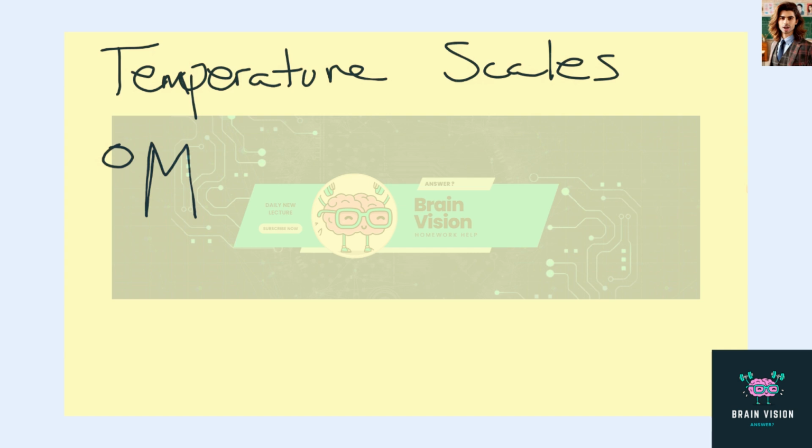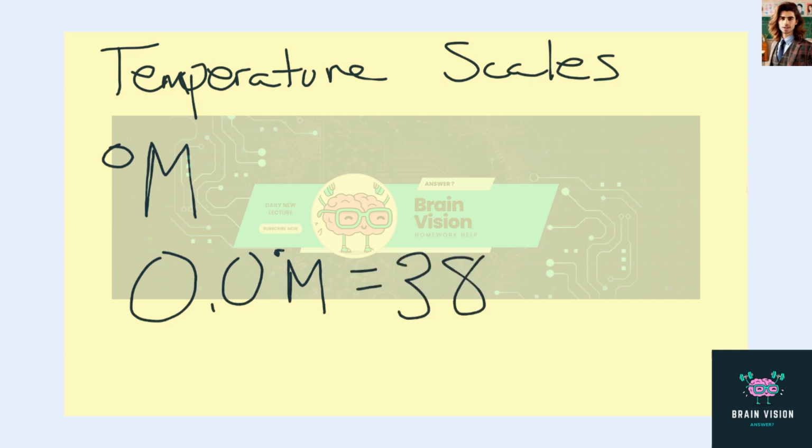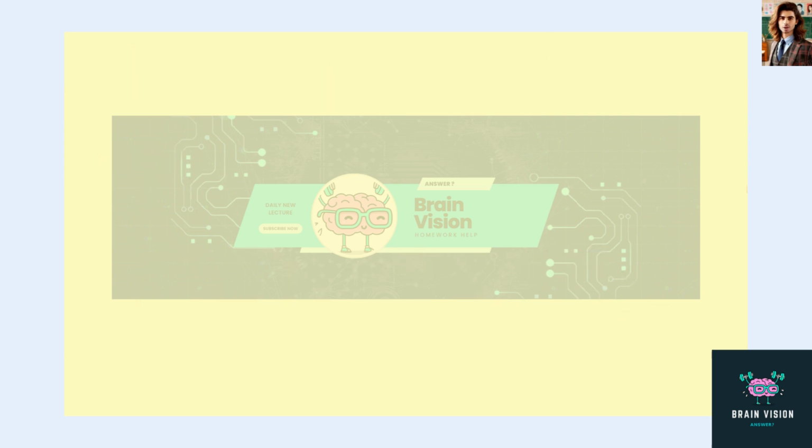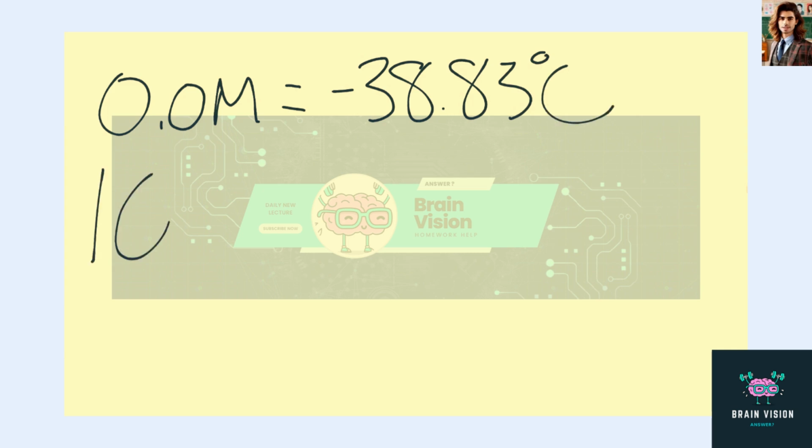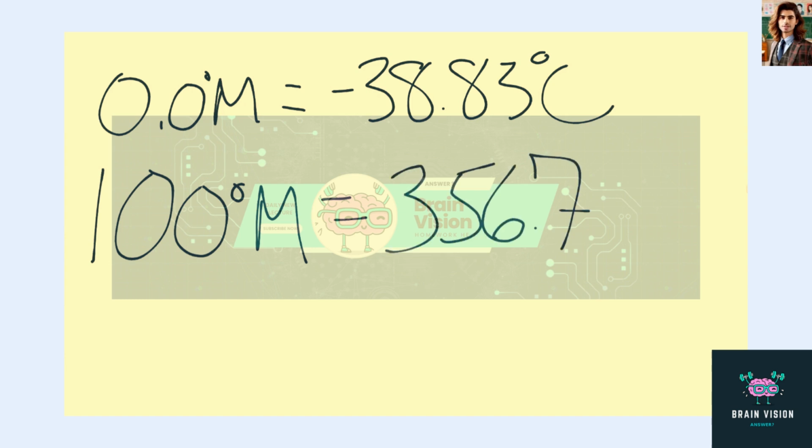I know that I've defined 0.0 degrees mercury to be equal to the melting point of mercury, which is negative 38.83 degrees Celsius. Let me just rewrite that again: 0 °M equals negative 38.83 °C. And the boiling point on my mercury scale, I'm going to call that 100 degrees mercury, and that equals 356.7 degrees Celsius.